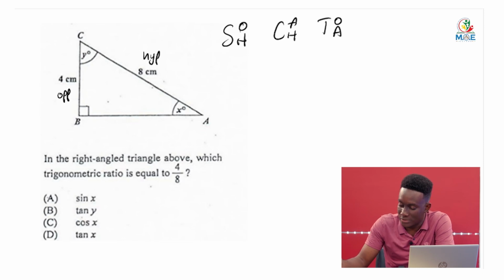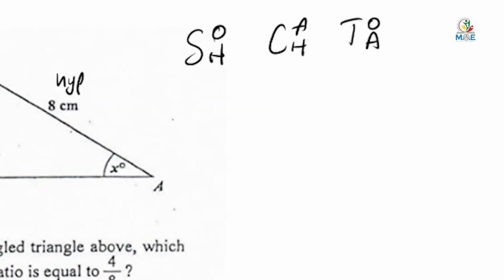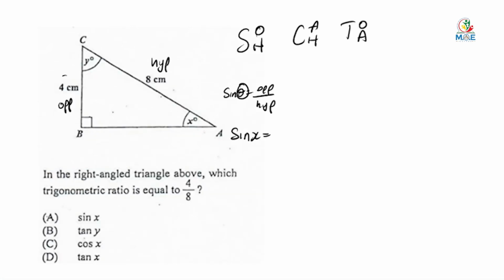So which one has the opposite and the hypotenuse? 4/8. For angle X, we can say sine theta is equal to opposite over hypotenuse. In this case, theta will be replaced with x. So sine x is equal to the opposite, which is 4, over the hypotenuse, which is 8. So the ratio that is equal to 4/8 would be sine x.